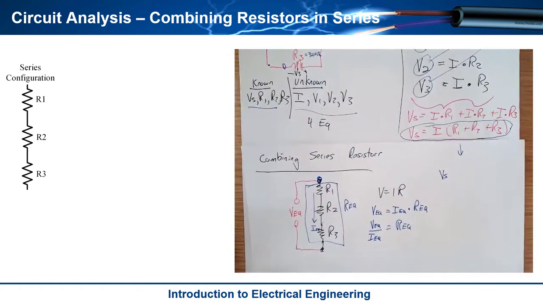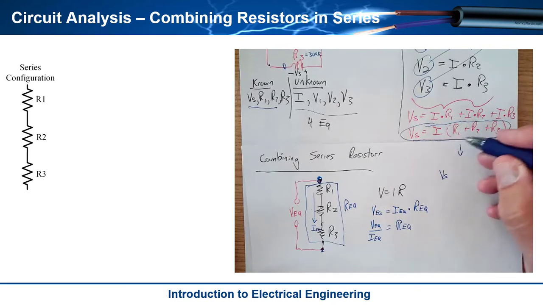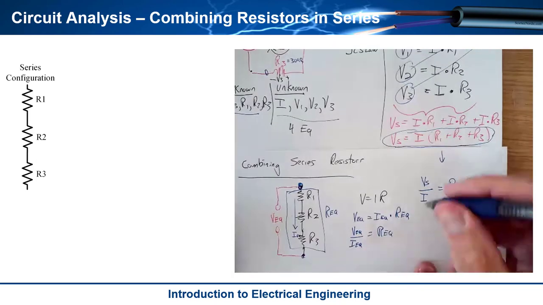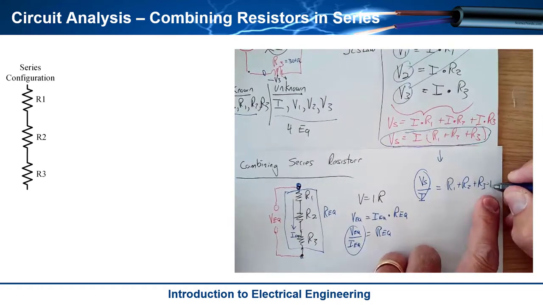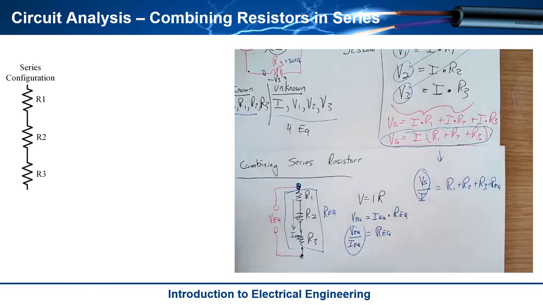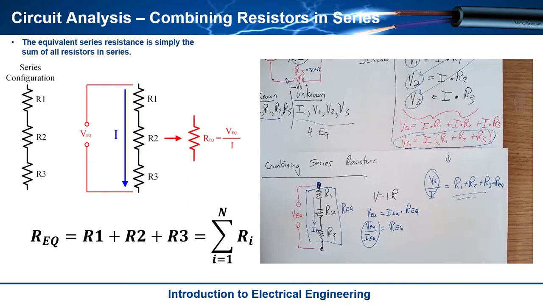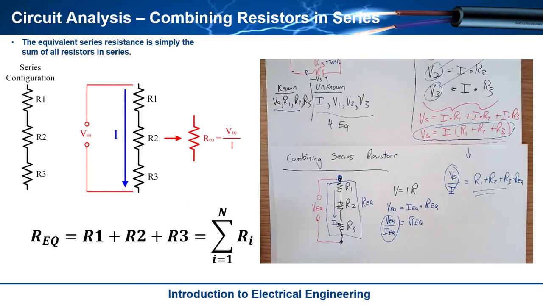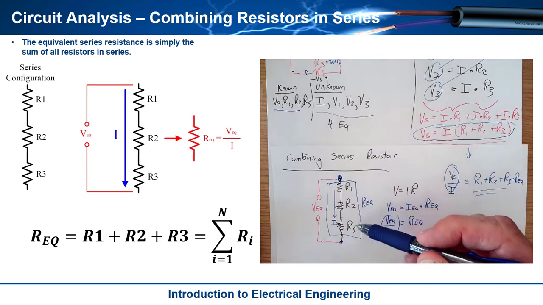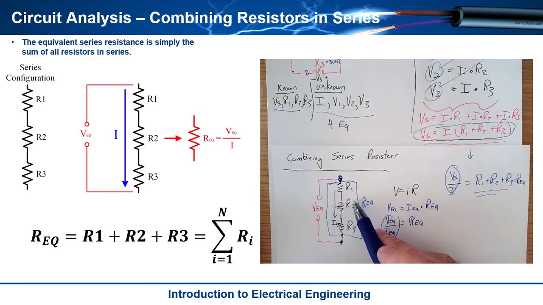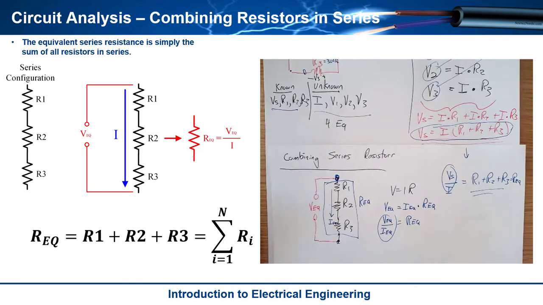So I can say VS, and I can divide both sides by I, and I am left with R1 plus R2 plus R3, and by definition that ratio is equal to REQ. This is fantastic, because for any series combination of resistors, I have now derived that they combine by summation. So the equivalent resistance of this series combination of resistors is simply R1 plus R2 plus R3. And it works for an arbitrary number of resistors.